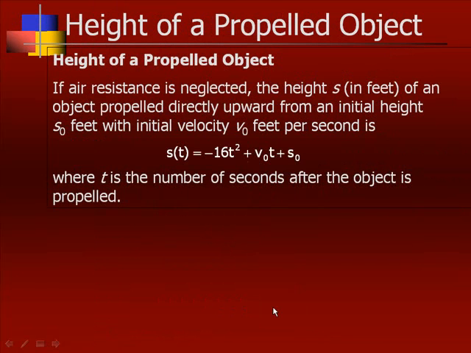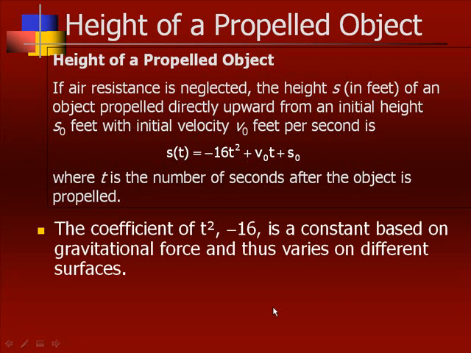If air resistance is neglected, the height s of an object propelled directly upward from an initial height of s sub 0 feet with initial velocity v sub 0 feet per second is given by s of t equals negative 16t squared plus v sub 0 t plus s sub 0, where t is the number of seconds after the object is propelled. Okay? The coefficient of t squared, negative 16, is a constant based on gravitational force and will vary on different surfaces.